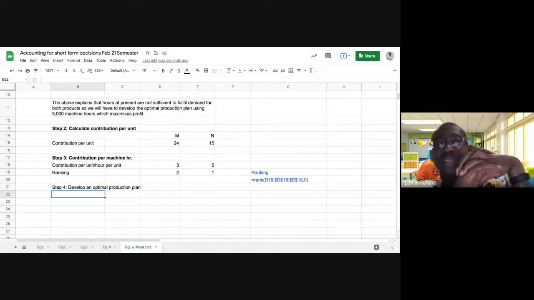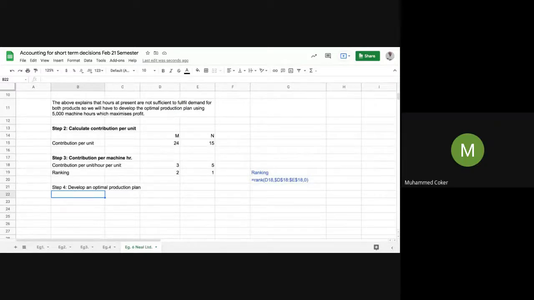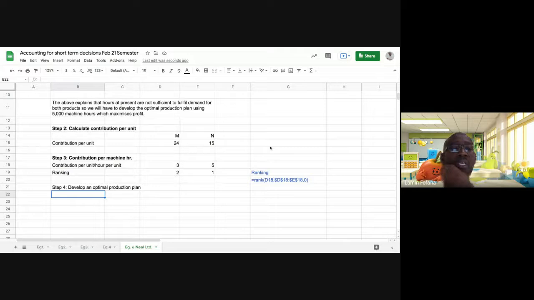I hope this is clear. Can you repeat that, please? Yes. Our next step, which is step 4, is to develop an optimal production plan. An optimal production plan is a plan which says produce this much of M, produce that much of N, and so on and so forth.